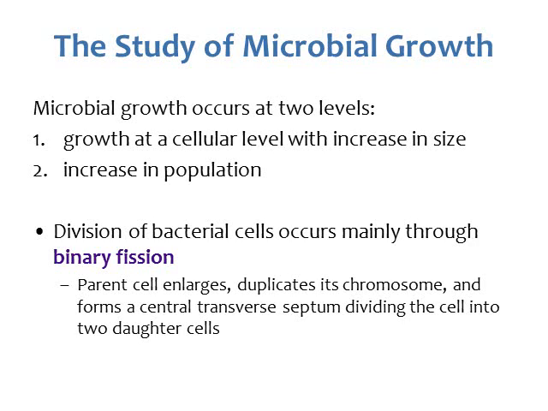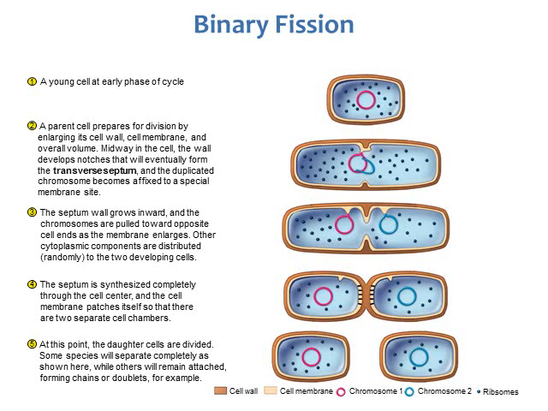So that cell grows in size, it's going to duplicate its chromosome, so it duplicates its genetic material. It then forms a central transverse septum. So basically it just forms like a divider down the middle of the cell. And that divider, when it's completely formed, is going to split the cell into two new daughter cells. Binary fission is a form of asexual reproduction, so you take one cell, it splits into two identical cells.